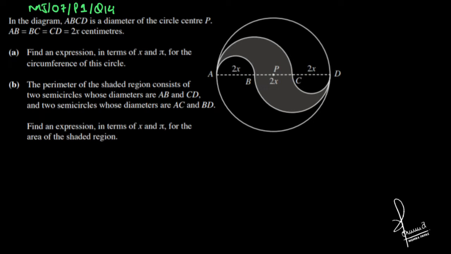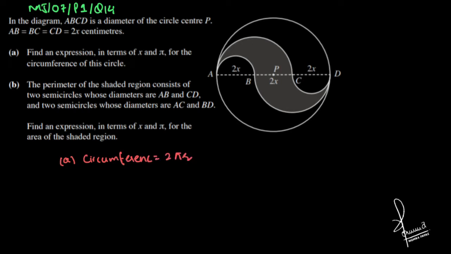Now, whenever a question asks you to find an expression in terms of any particular variables, you do not need to find the exact answer. You just need to find an equation or an expression that relates the two variables with the circumference of the circle. So for part A, like we did in the last video, circumference is equal to 2 pi r.